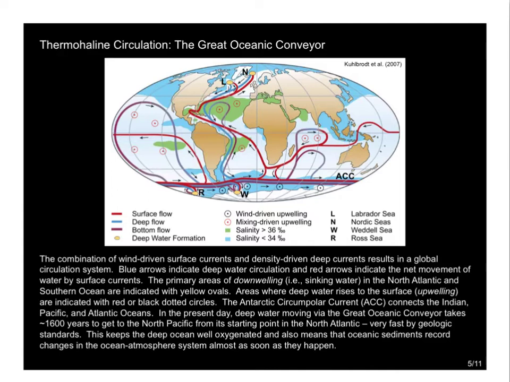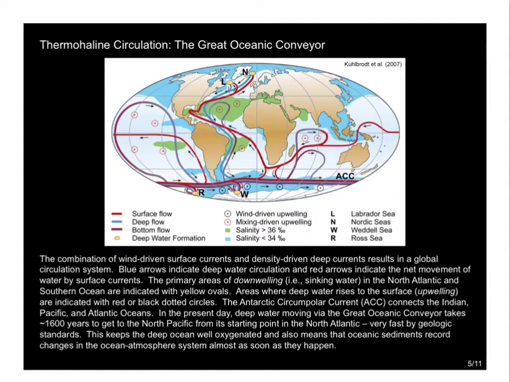This constant circulation is like a conveyor belt, hence the name, the Great Oceanic Conveyor. Remarkably, it only takes about 1,600 years, really an instant in geologic time, for water that sank in the North Atlantic to upwell later in the North Pacific. In other words, the deep ocean is constantly being refreshed by cold oxygenated surface waters that are downwelling, so it never goes stagnant or anoxic, at least not in the present day.